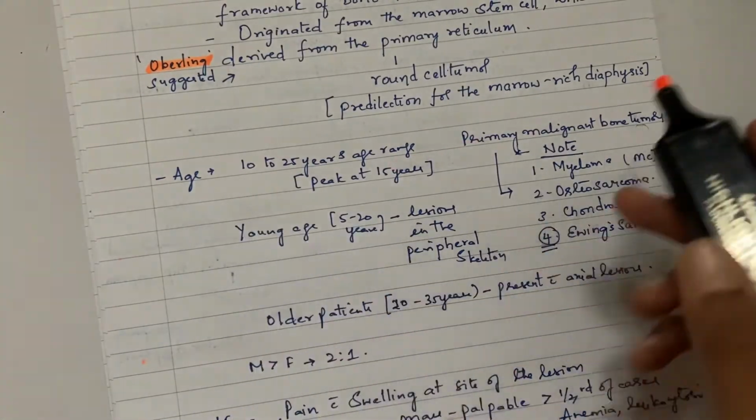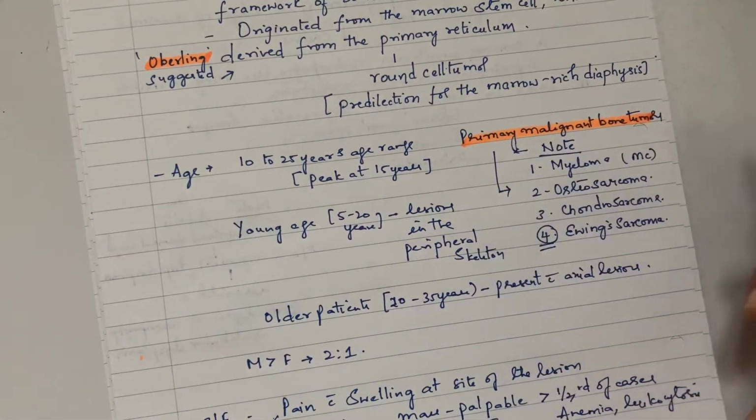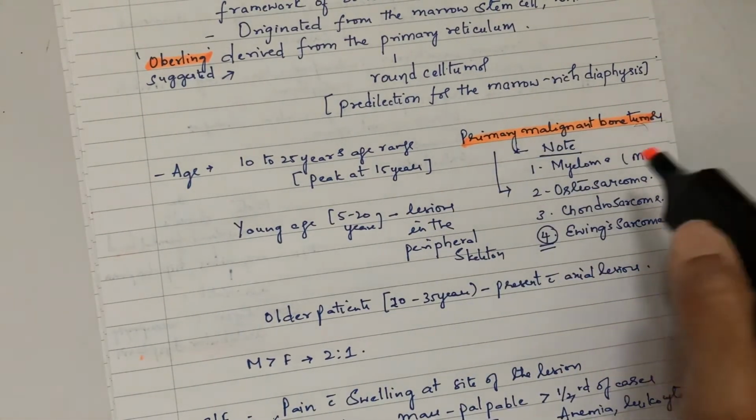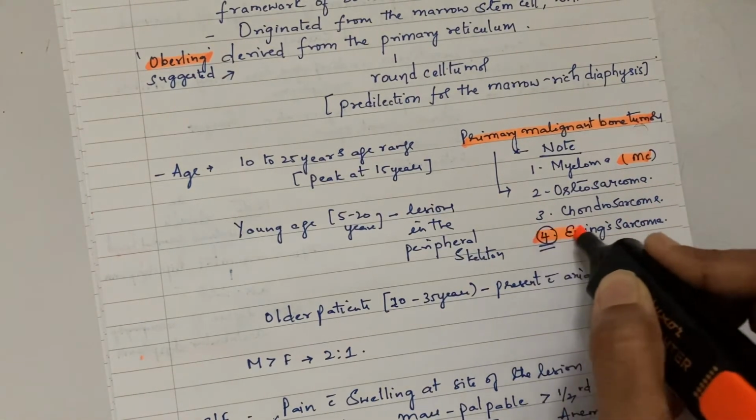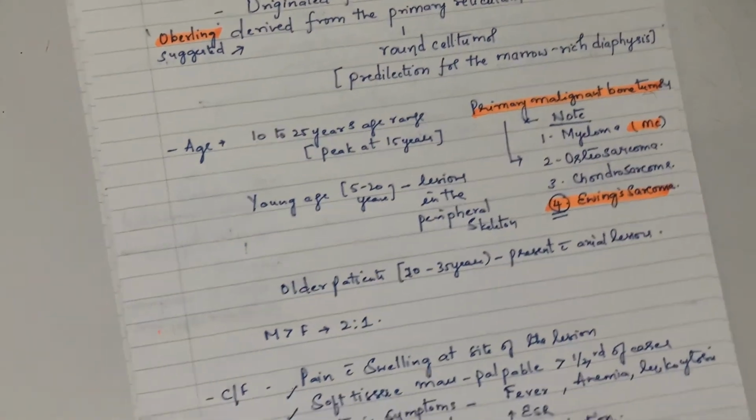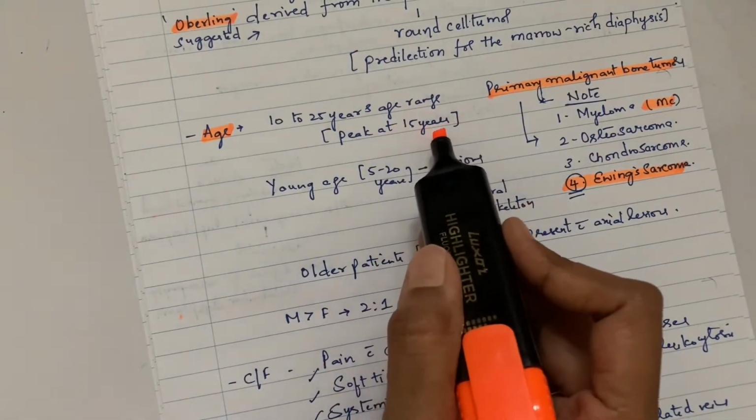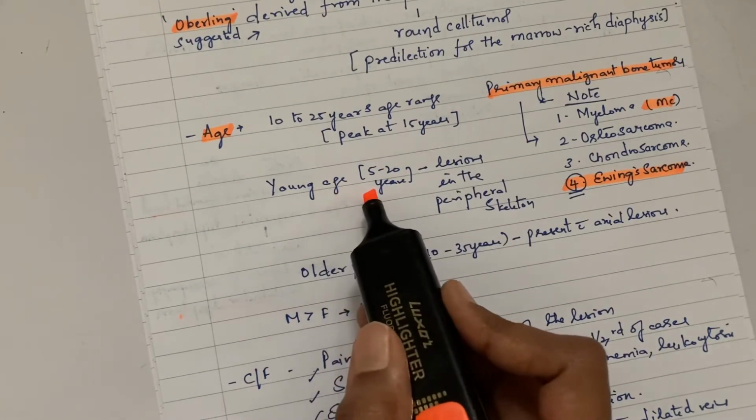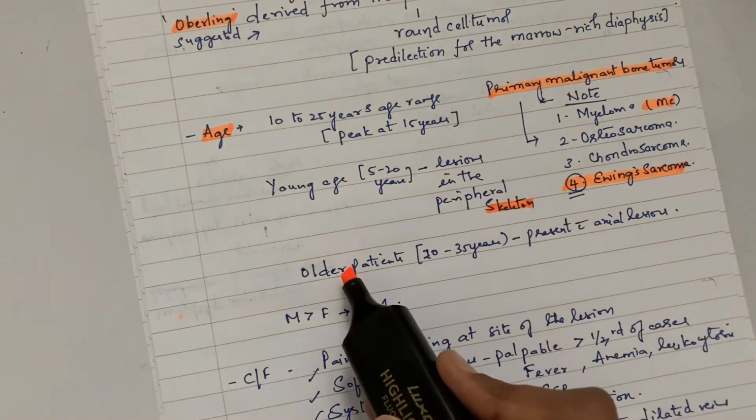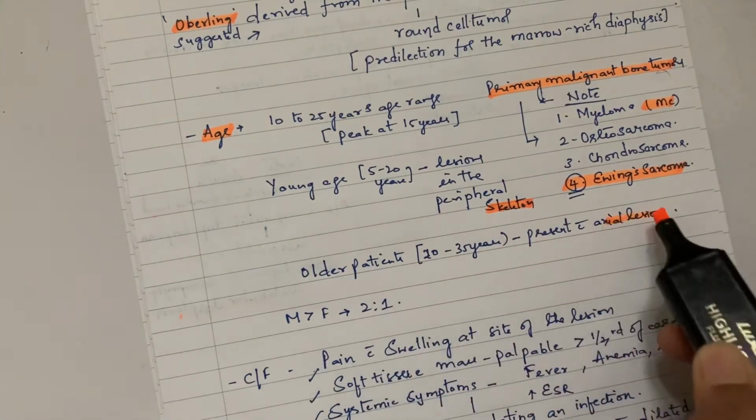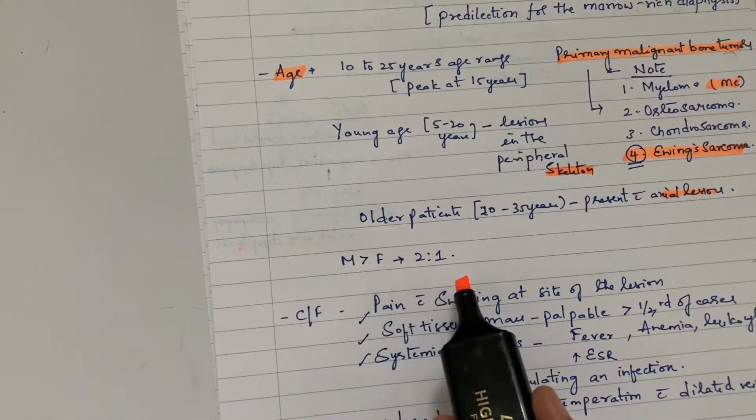Coming to age, now remember primary malignant bone tumors. One of the viva questions: most common is myeloma, second is osteosarcoma, third is chondrosarcoma, and Ewing is fourth. They may ask you. Age group 10 to 25 years, peak at 15 years. In younger people, the lesions affect the peripheral skeleton; in older patients, like 20 to 35 years, they present in the axial skeleton. Male to female ratio is 2:1.